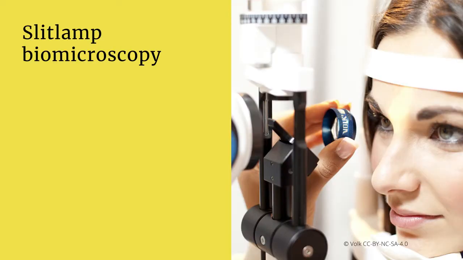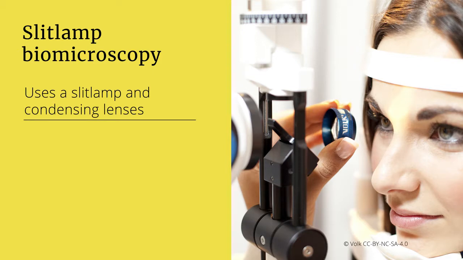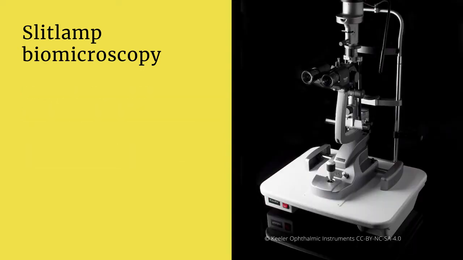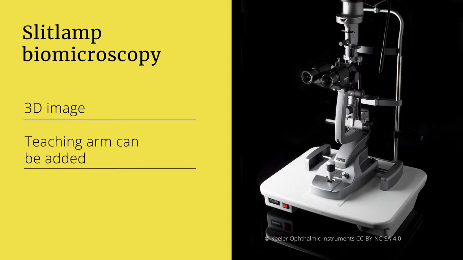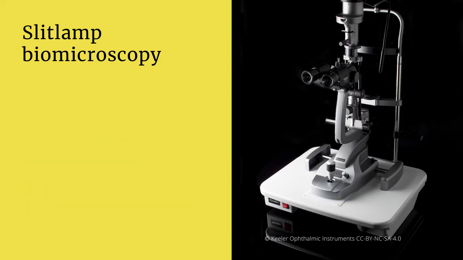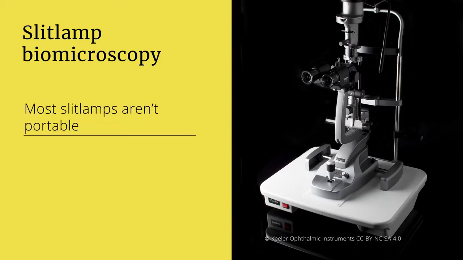Slit-lamp biomicroscopy is a common method in the eye clinic. It uses a good slit lamp and condensing lenses to magnify the view through a dilated pupil. The advantages of slit-lamp biomicroscopy are: it gives a three-dimensional view of the retina, a teaching arm can be added for good teaching sessions, and in the hands of trained personnel it can achieve both high sensitivity and specificity. The major disadvantage is that most slit lamps aren't portable and can only be used in fixed locations.